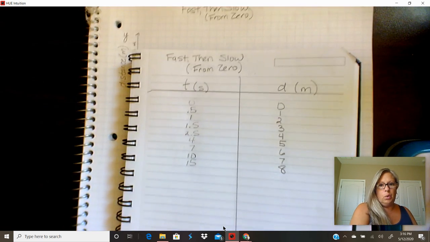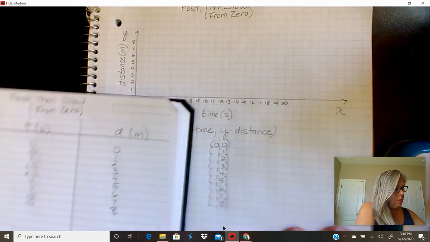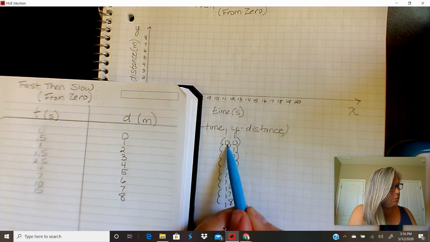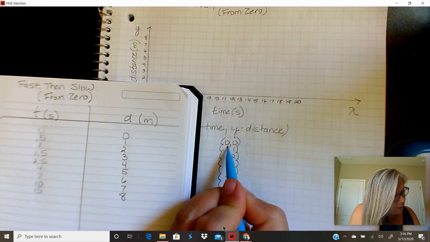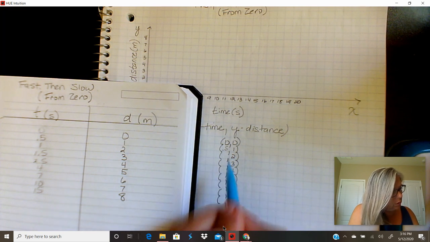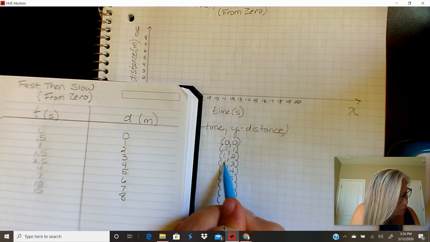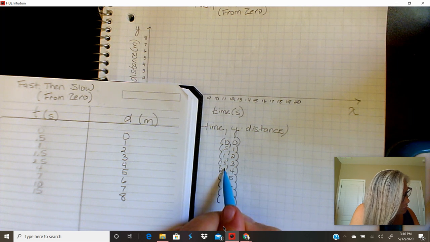All right, so we have our data here, and all we have to do is turn our data into coordinates. So the first point is already there for us. We started at the 0 meter card, so 0 time and 0 distance. And then it only took half a second to get to the 1 meter card, and then another half a second. So then it was 1.5, another half a second here. And then it took a whole second to get to the 4 meter card. So that should be 2.5 right there.